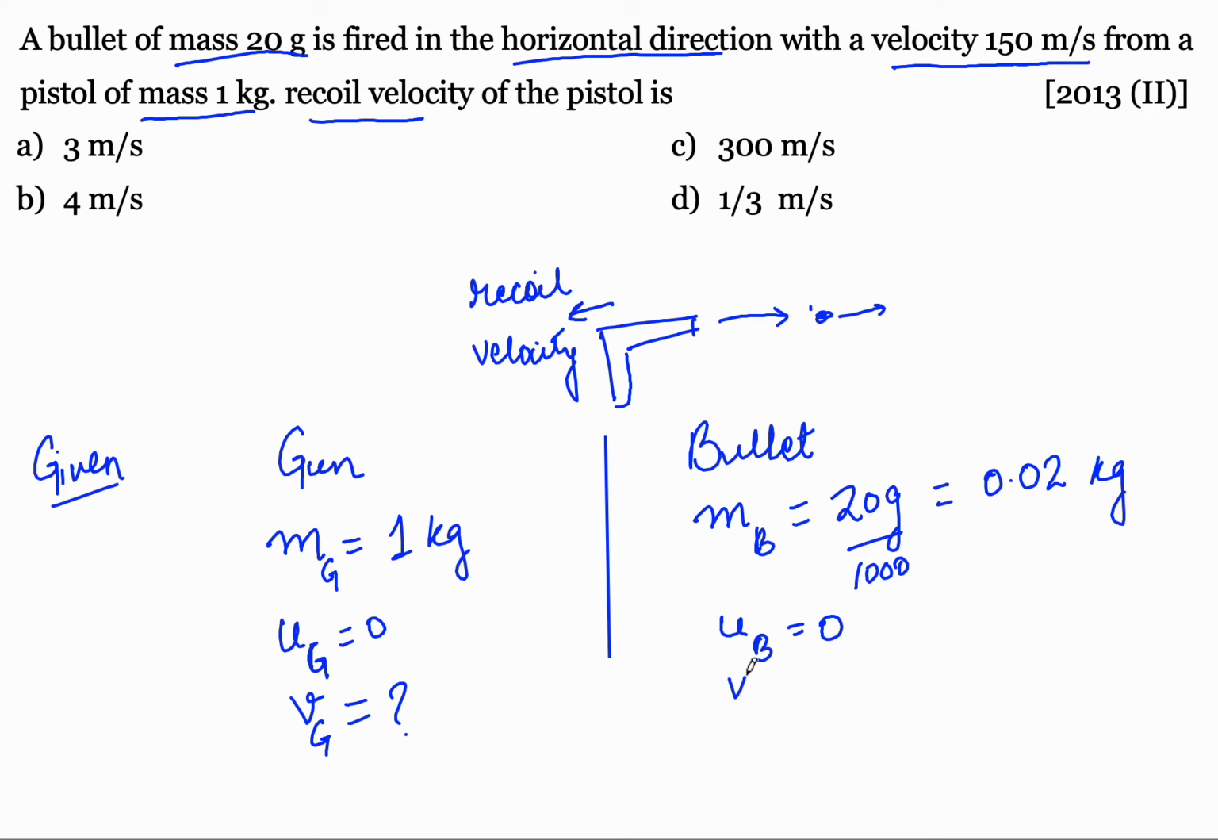Now let's write down the final velocity of the bullet. It is already given to you in the question here. As you read the question thoroughly, you will be able to find out that this is the final velocity with which the bullet is moving from the pistol. So I'm going to write it down. It is 150 meter per second. Fine. Now we have got the masses, initial velocities as well as the final velocities. Let's find out the unknown factor over here.